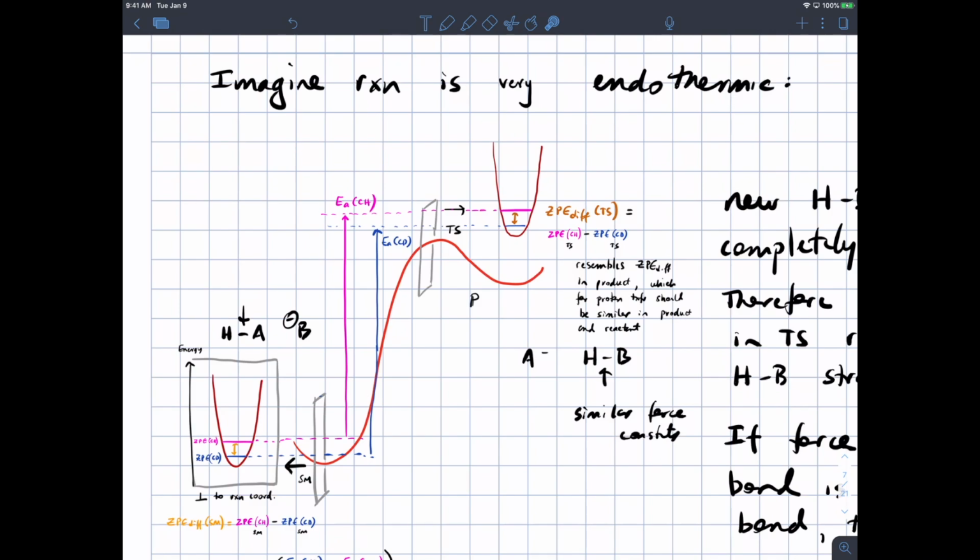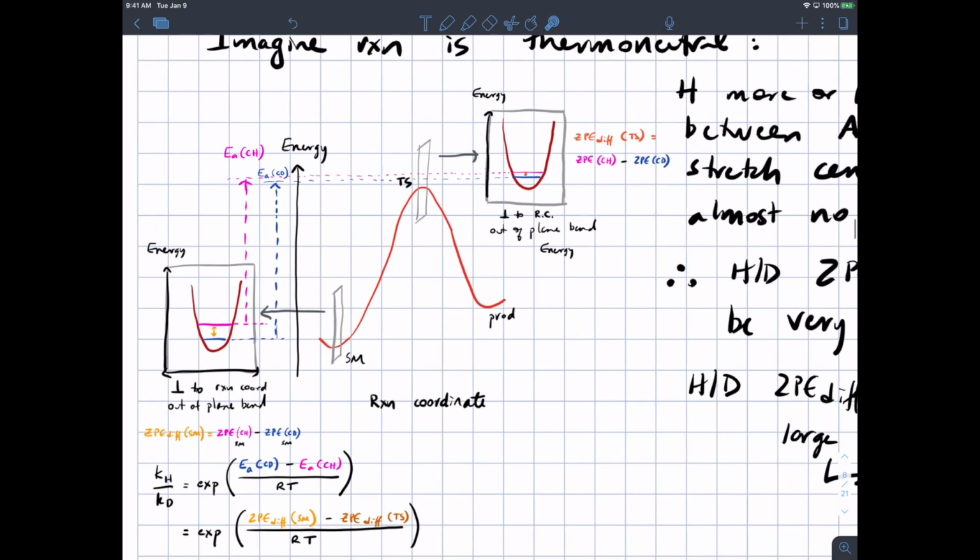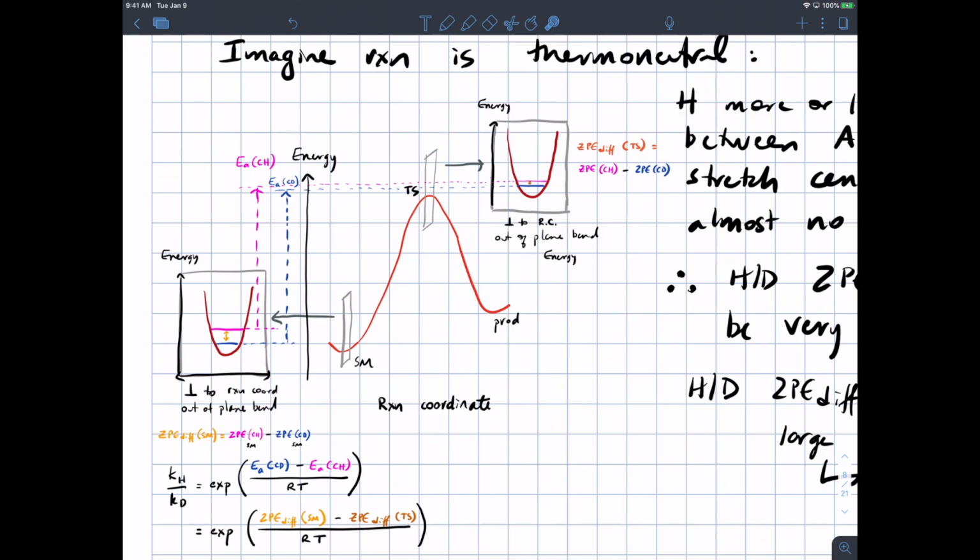Okay? And then the case we started with was, let's just imagine it's thermoneutral, and that's where the transition state is not early, close to starting materials. It's not late, close to product. It's somewhere in the middle, Goldilocks, just right, right? And in that case, you might observe a large change in the vibrations of the transition state versus the starting material, and then you'll observe a larger kinetic isotope effect.